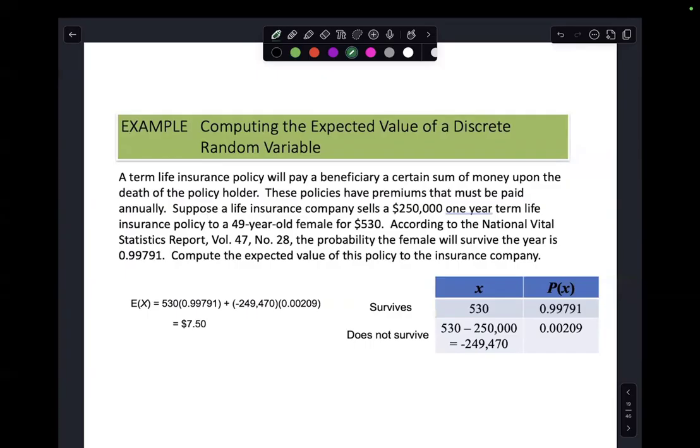They want to keep the policies as low as they can, but still make money. So $7.50 may not seem like much per policy, but if they're selling thousands of them, they're making a lot of money. There's a person who sits in a room called an actuary and does these types of calculations. They calculate these probabilities so that the insurance companies can make money but still keep the rates low.